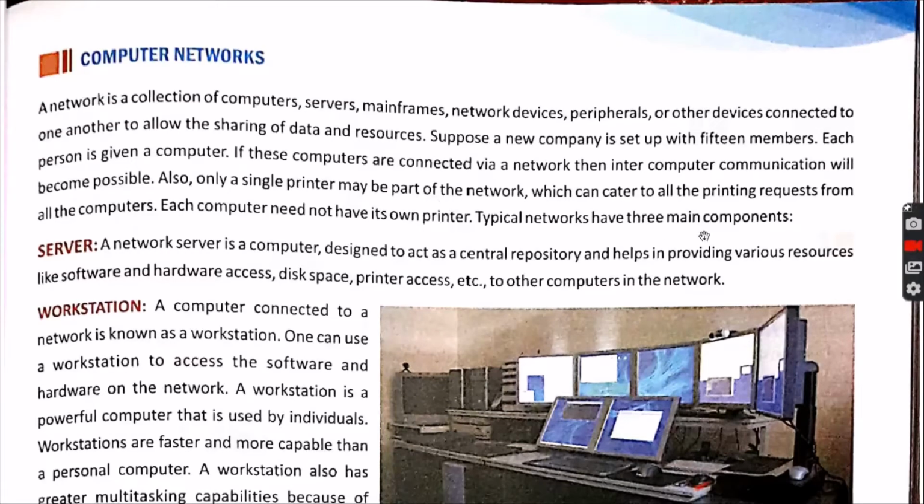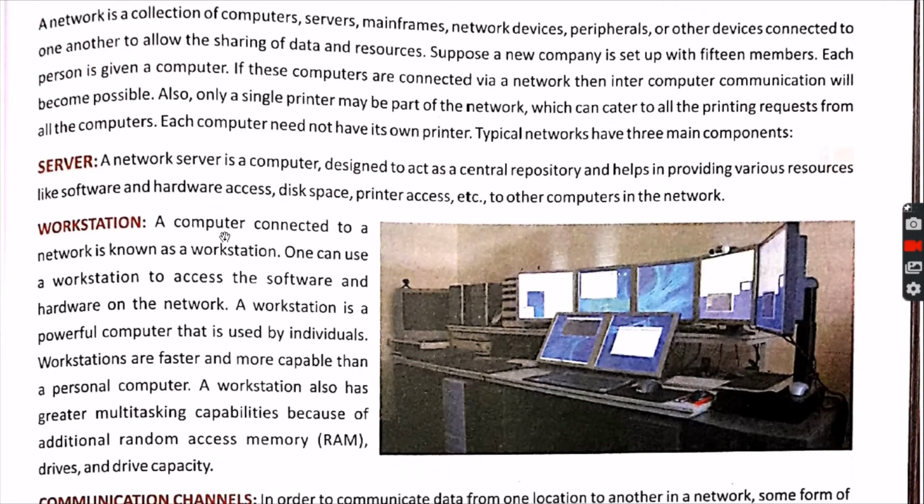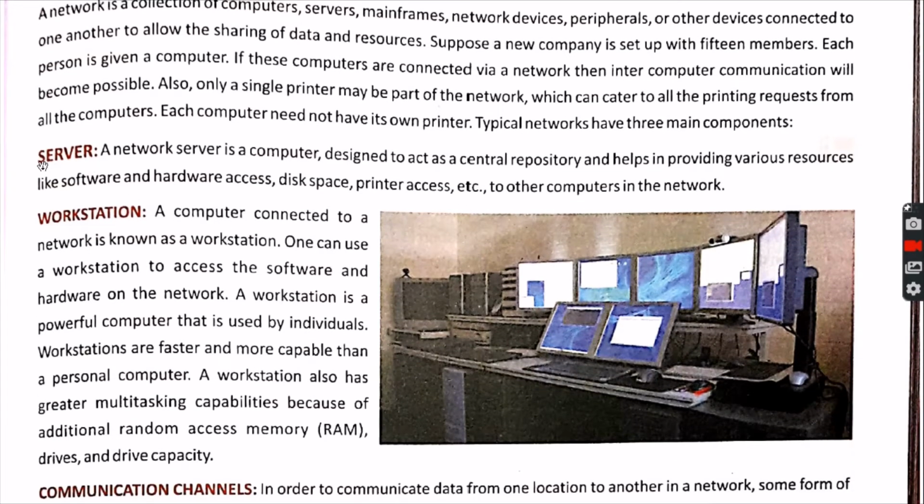A network has three main components. So see, what are the three main components of a network? See, I have already explained what a server is. Servers have more memory, more space and more data to act as a server, means to act as the information provider. See, in a computer network, a network server is a computer designated to act as a central repository.